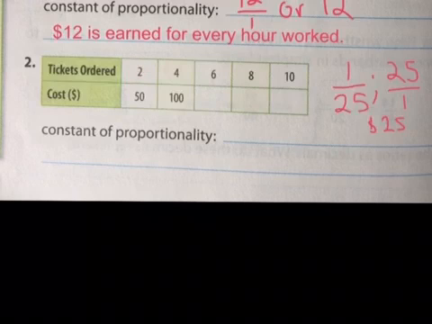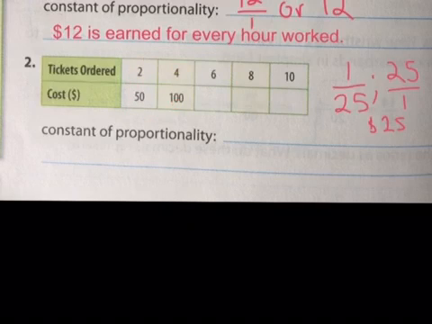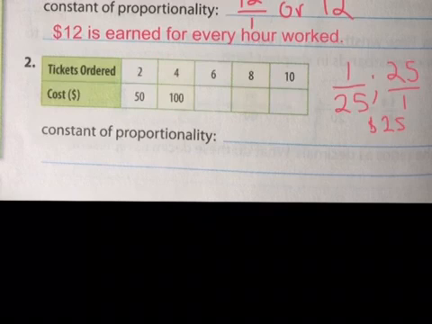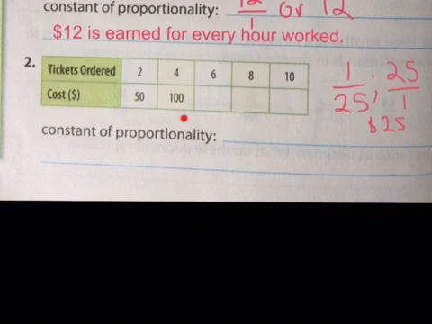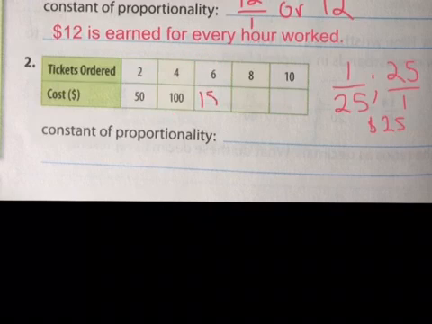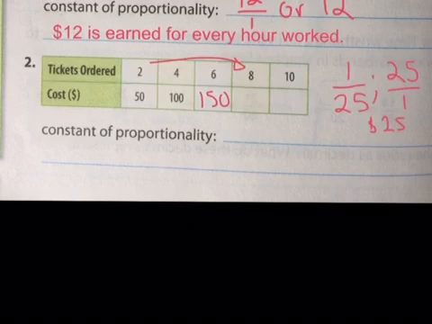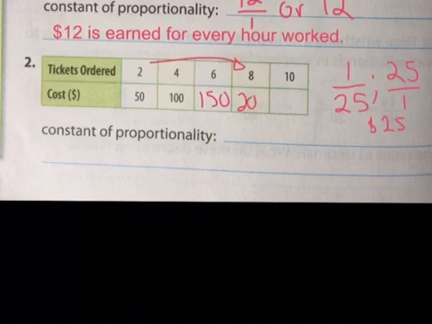But since we're doing it by 2s, let's just continue to count by 2s. 2, 4, 6, 8, 10. 2 is 50. That means if I double this, I must double this. So if I double this to 4, I double this to 100. If I triple it, 2 to 6 is tripled, right? If I triple it, I must triple this, and when I triple it, I get 150. If I quadruple it means make it 4, I must quadruple the bottom, and I get 200. If I multiply it by 5 to make it 5 times greater, this one will also become 5 times greater to $250, right? So the price per ticket is $25.